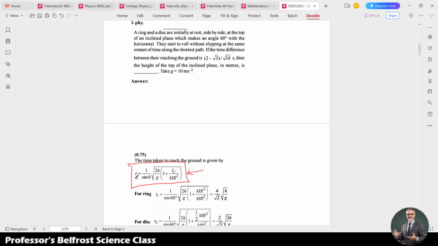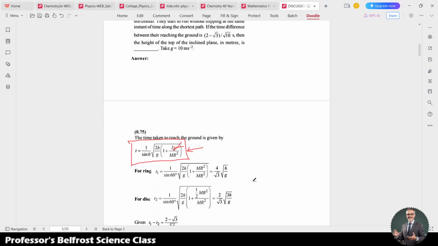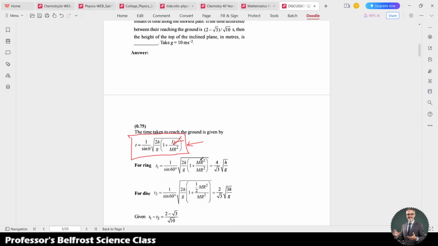So the time taken to roll, with initial conditions at rest at the top of an inclined plane with angle theta, rolling without slipping until it reaches the ground, is expressed with this formula: 1 over sine theta times the square root of the product of 2h over g and 1 plus I_C over mr squared, where I_C is the moment of inertia. For the ring the moment of inertia is mr squared, and for this one it is half mr squared.